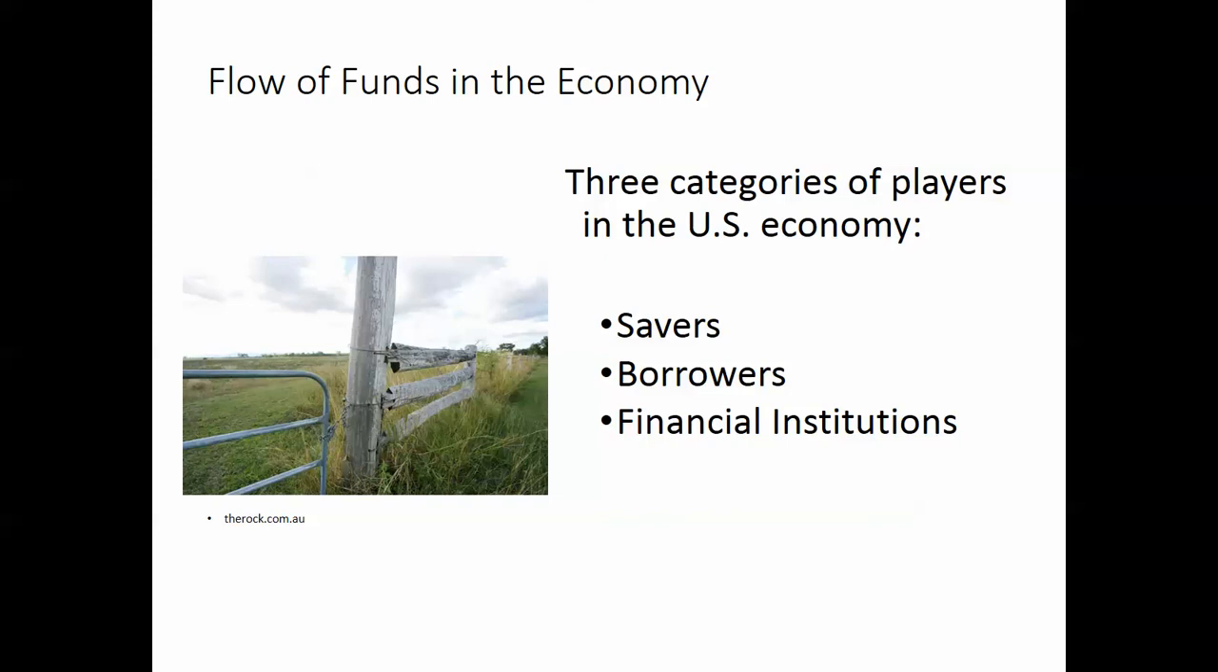When we think about flow of funds in our economy, that's basically what an economy is. It's money moving from one person to the next. We think about the three categories of players in the U.S. economy. We have savers, we have borrowers, and financial institutions.